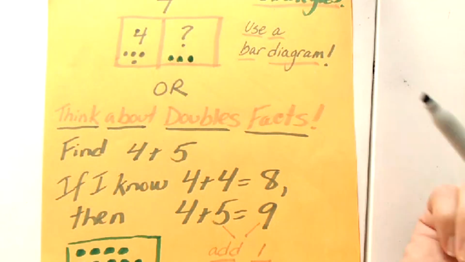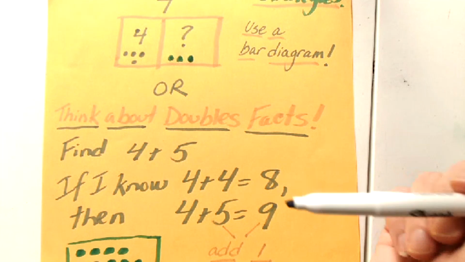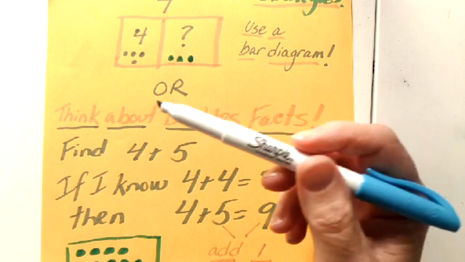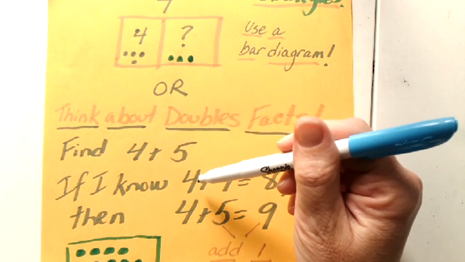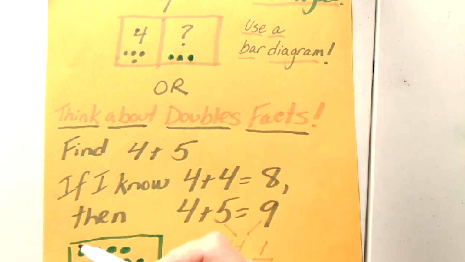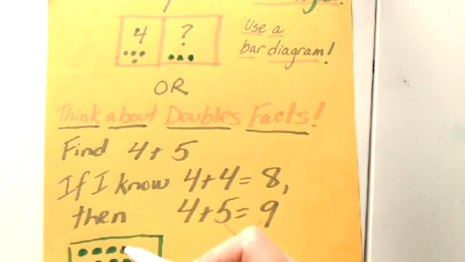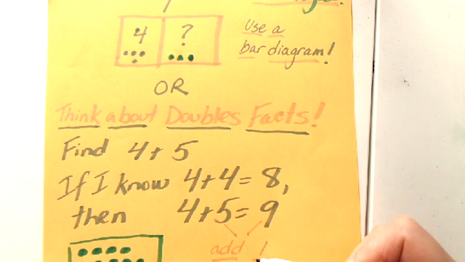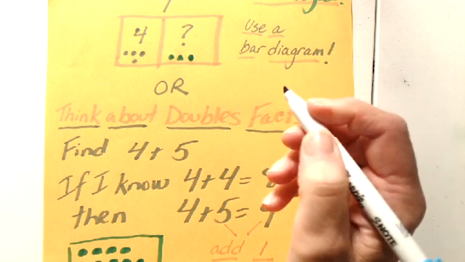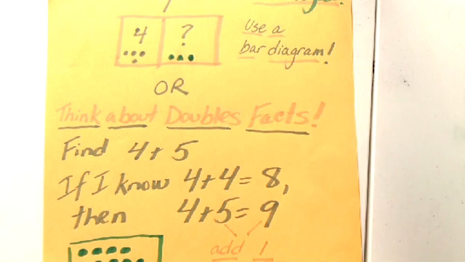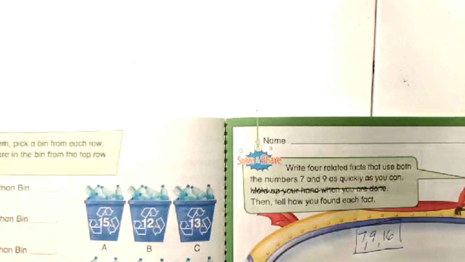All right, so we can use our bar diagram. Then we can also think about our doubles fact. If we know 4 plus 4 equals 8, and we have our buddies here, 2, 4, 6, 8. Okay, so 4 plus 4 equals 8. If we want to find 4 plus 5, we could just add 1, go up 1, and 4 plus 5 equals 9. Very smart mathematicians. So let's go ahead and go to our practice over here.